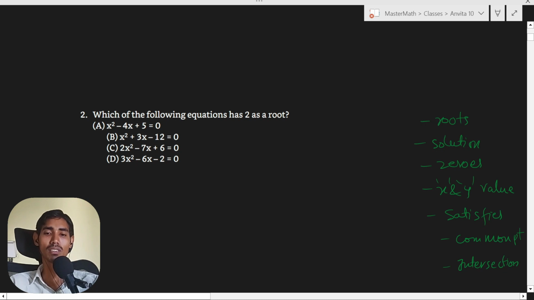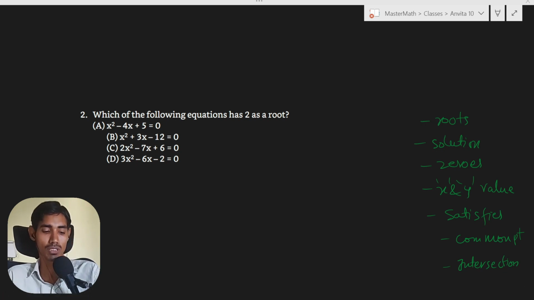What you have to do here is substitute the value 2, because it's the root, it would satisfy any one or multiple equations. So we have to check all of them. 2 into 2 square minus 7 into 2 plus 6 is equal to 0.